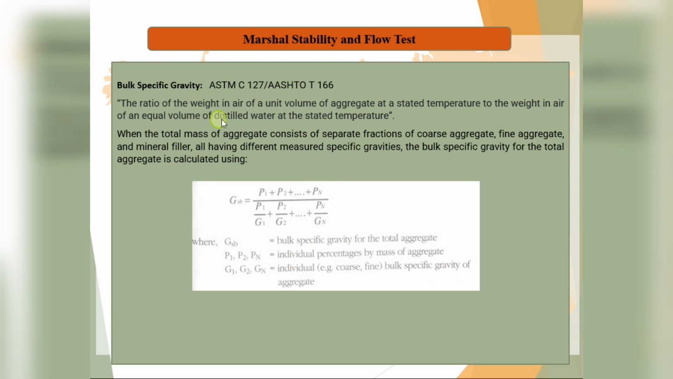Basically, what is bulk specific gravity? The ratio of weight in air of a unit volume of aggregate at standard temperature to the weight in air of an equal volume of distilled water at the same temperature. So here is the formula: G is equal to P1 plus P2 and so on. What is P? P is the individual percentage by mass of aggregate, and G is the individual coarse or fine bulk specific gravity of aggregate.